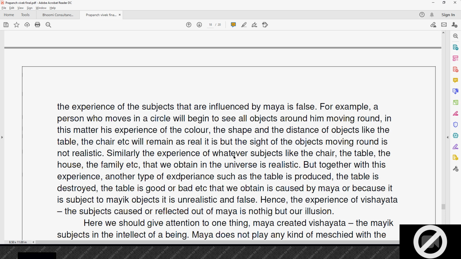The experience of the subject is of course realistic. It means what we are experiencing, the chair which we are seeing in front of us, is the form of Brahma. But our mentality regarding that experienced object is influenced by Maya and it is false. So here the example is given that the person who moves in a circle will begin to see all the objects around him moving around. But actually, all the objects around him are stable. They are not moving. But as we are moving, we find everything to be moving.